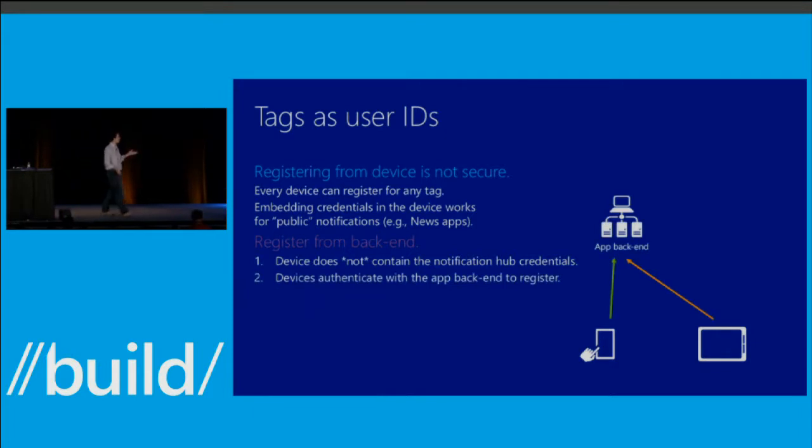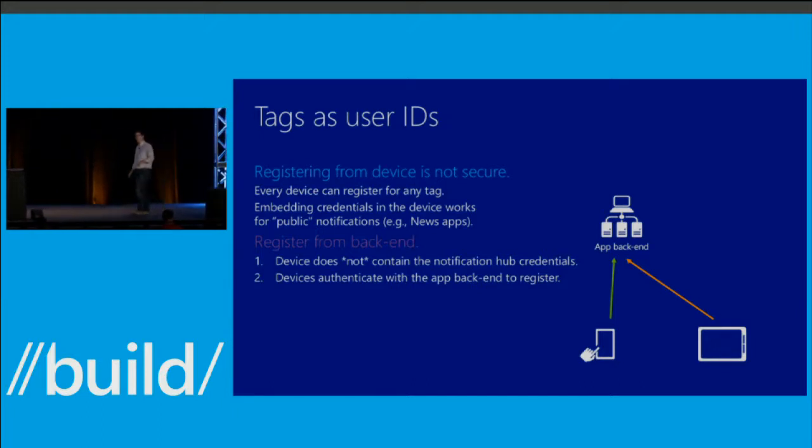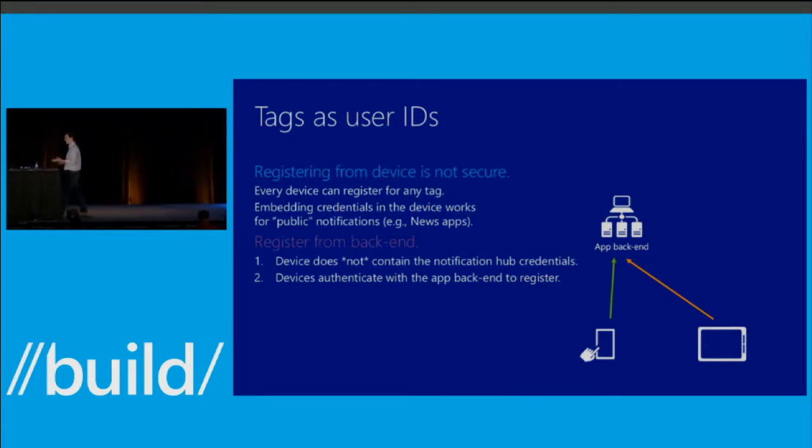What you do from there is, instead of calling Notification Hub, the device takes the channel URI and goes to your app backend, maybe a mobile service or maybe an ASP.NET app. And it says, I want to register for this tag, and this is my channel URI. The backend can now authenticate your device with mobile services. That's really, really easy. For ASP.NET, for enterprise apps, you might want to go and hit an Active Directory.